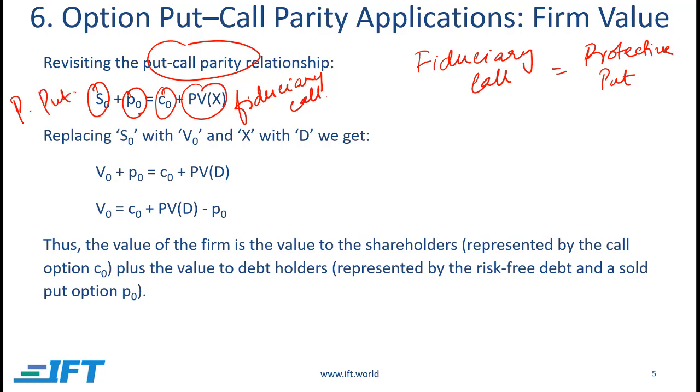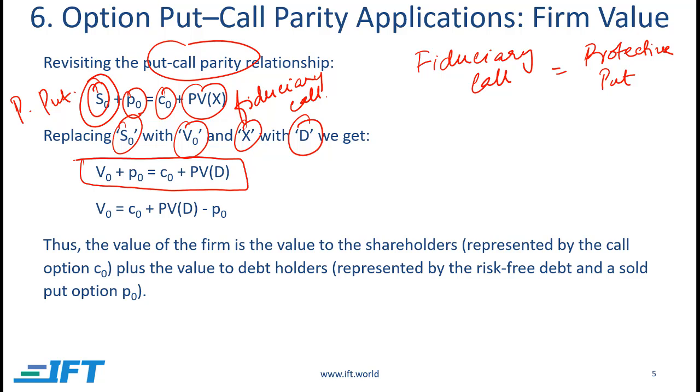And now what they are doing is replacing the stock price, which is this, with the value of the firm, and they are replacing the exercise price or the strike price with the value of the debt. So instead of saying we are going long the stock, we are saying we are going long the firm with a put option. So this is the equity side of things, that they are going long the firm with a put option.